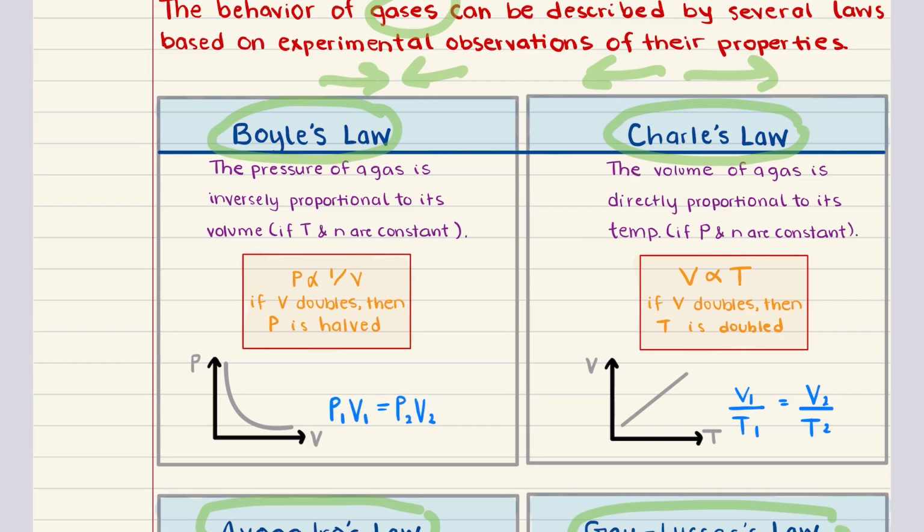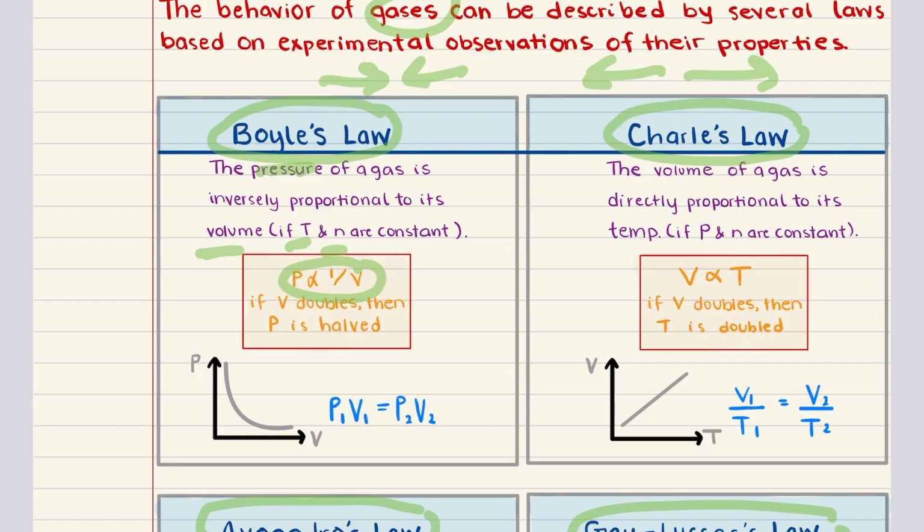This law describes the relationship between pressure and volume when the temperature and the number of moles are held constant. Boyle's law states that pressure and volume are inversely proportional, meaning that when one increases, the other decreases.